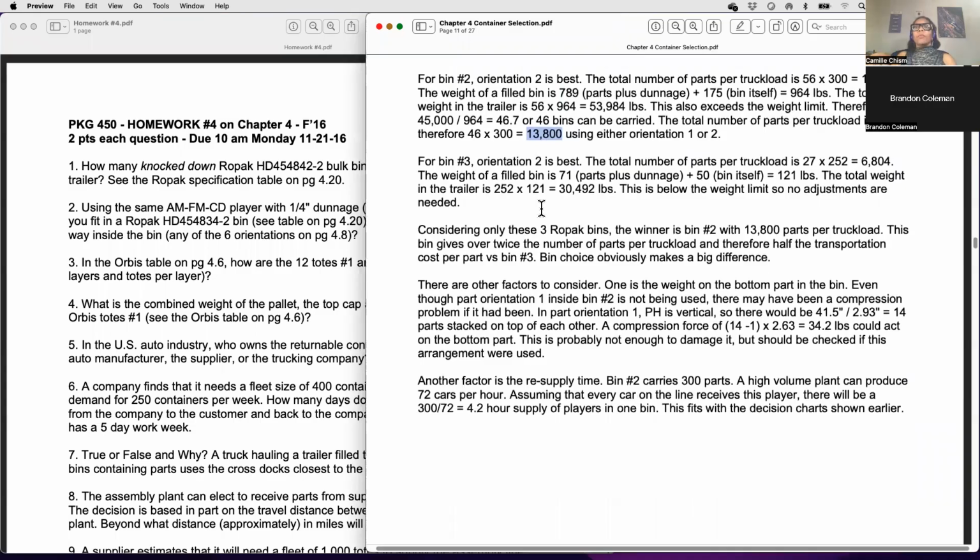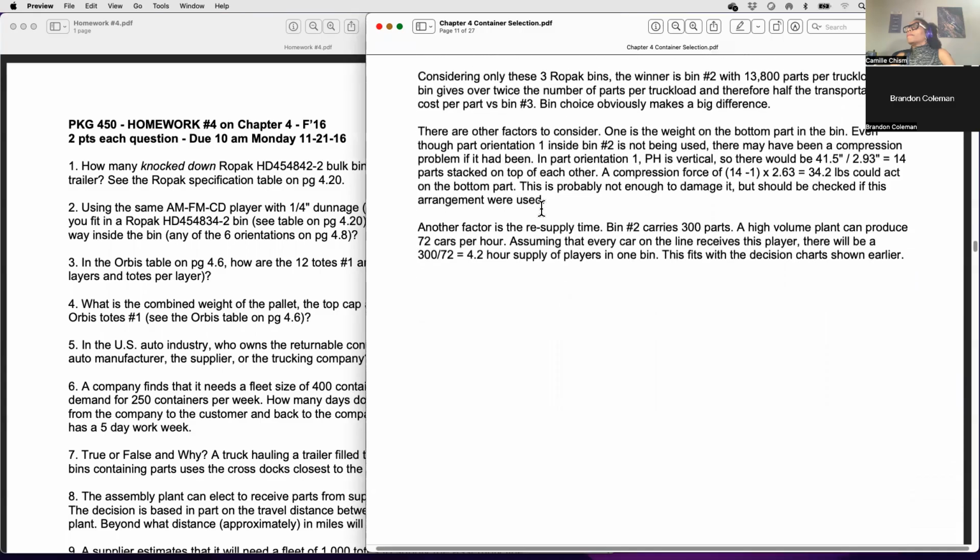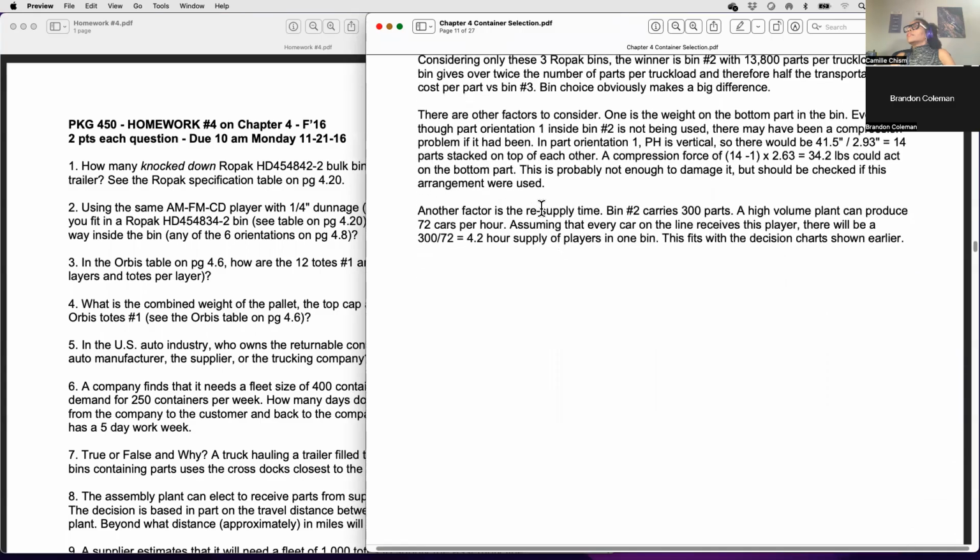So you got the weight limit and the weight of the bins. So here's one other thing, the weight on the bottom part of the bin, right? You want to make sure that you don't have compression issues in those bins. So here it talks about in part orientation 1, it's vertical. The height of the part is vertical. So you're going to have 14 parts stacked on top of each other. And I talked about that earlier.